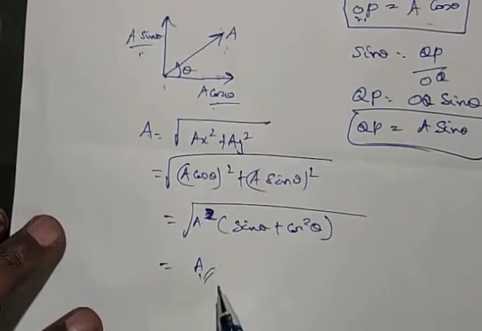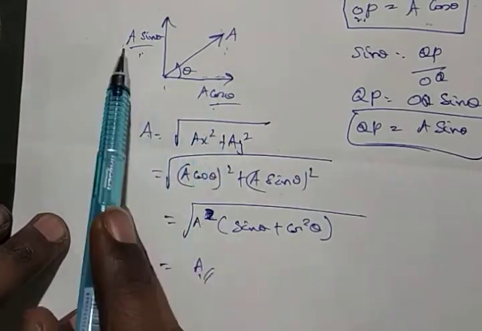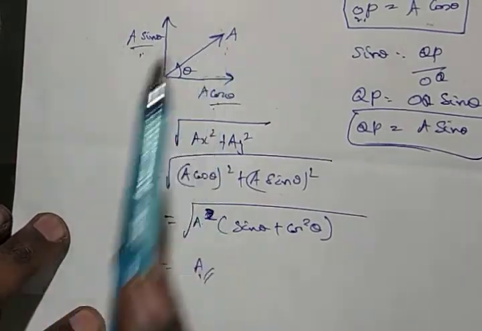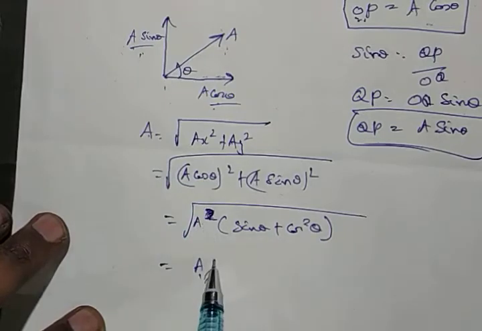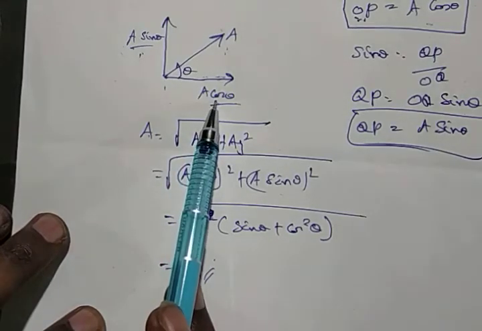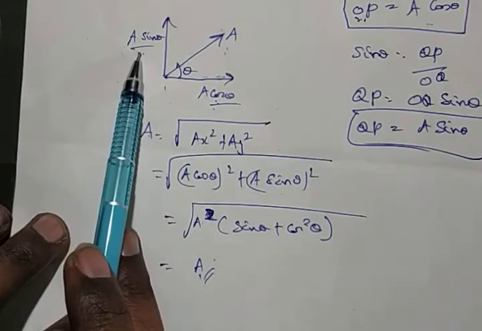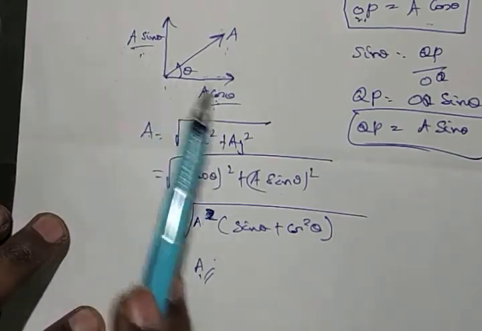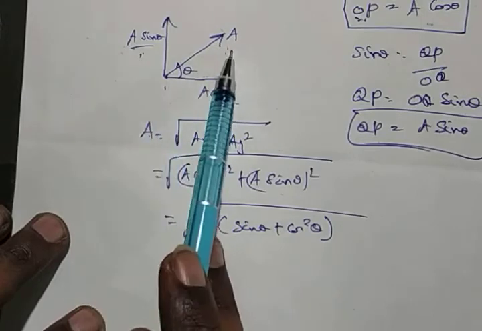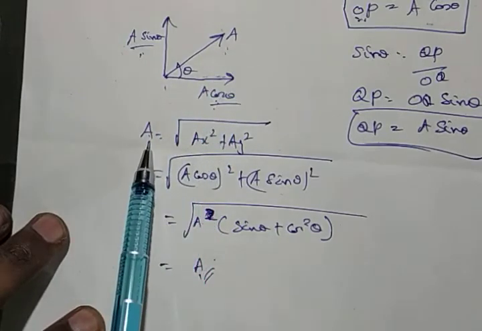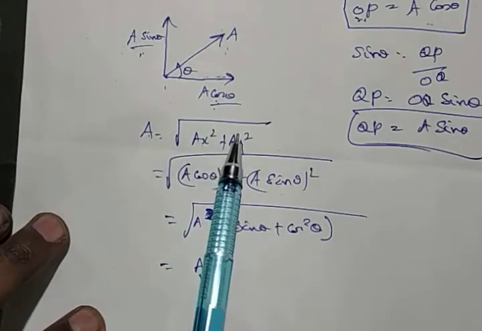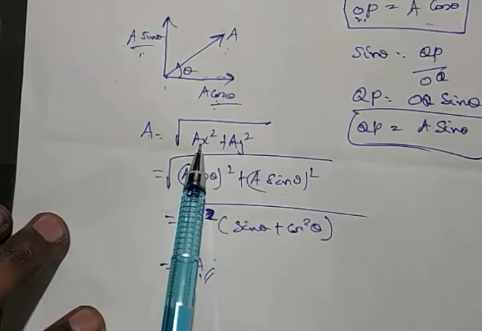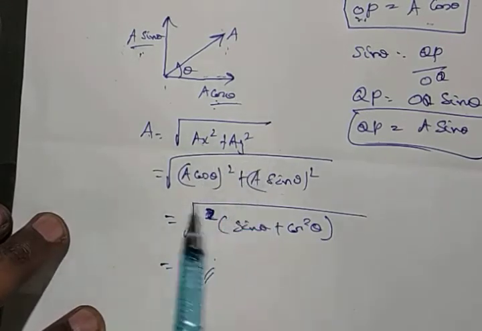Now how can you say, sir, you are putting A cos theta and A sin theta, how can these two be equal to A itself? That is what the proof is. When you combine A cos theta and A sin theta together, how do you find the resultant? A is equal to the square root of AX square plus AY square. This is the way the resultant is found out. So you put this value, you put this value. Finally, what will you get here?